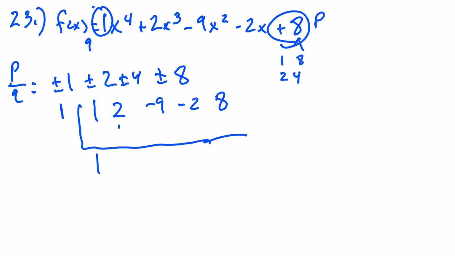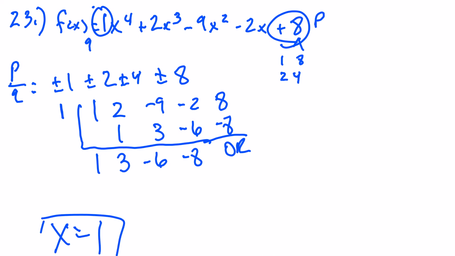Drop it down. 1 times 1 is 1. 2 plus 1 is 3. 1 times 3 is 3. Gives me negative 6. 1 times negative 6 is negative 6. Negative 8. Negative 8. No remainder. That means one answer is x is equal to 1. X cubed plus 3x squared minus 6x minus 8 is the answer.